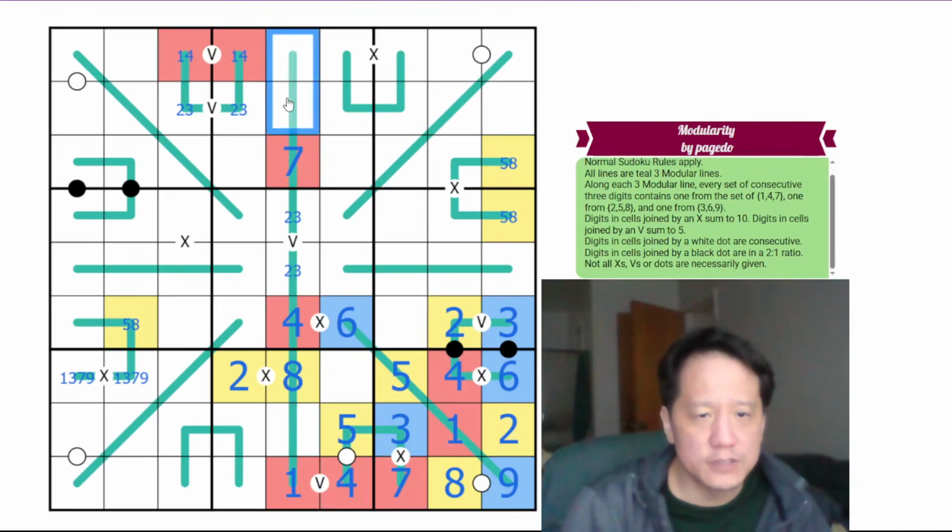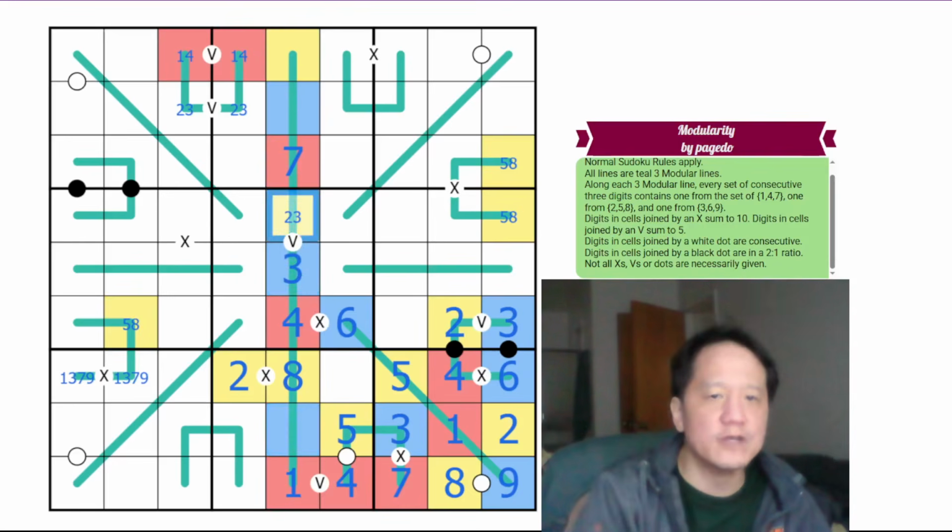Remaining digits. This is 8, so this is yellow. So this must not be yellow. This must be blue. This is yellow. This is blue. This is yellow. And this must be blue. So this has to be 3. This is 2. This leaves this as 5. And this is 6 or 9 here. So we have 6 or 9 and 6 or 9 here.